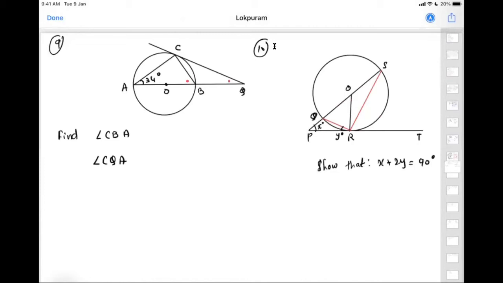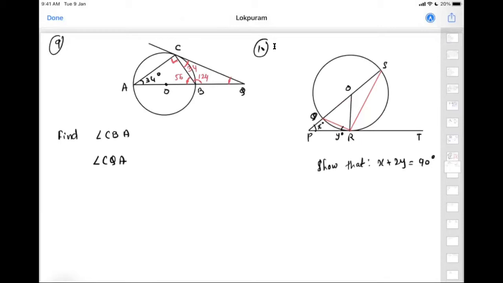Sir, yes sir. Angle ACB is 90, not ACQ. Sorry. So 34, then the angle is 56. Now this angle will be equal to 34 because of the angle in an alternate segment. This is 56, so by linear pair I can say 124.